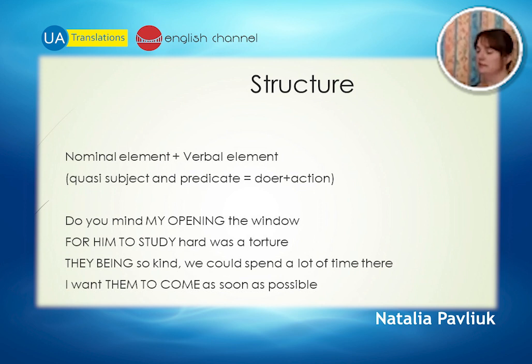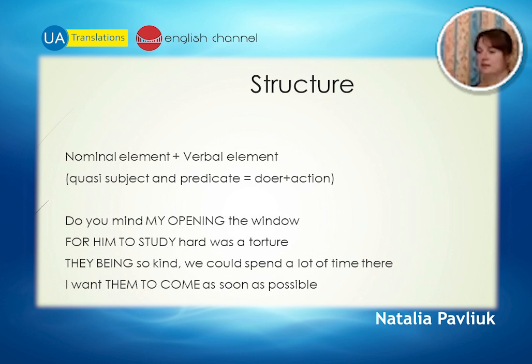The next one is the participial complex. They being so kind, we could spend a lot of time here. It's called the absolute participial complex. Why absolute? Because absolute means independent. So it stands apart from the main part of the sentence. And if you can see something a bit strange, this is an absolute complex with participle 1 or participle 2. Here we've got participle 1. You remember that the -ing form is for participle 1 and the gerund.